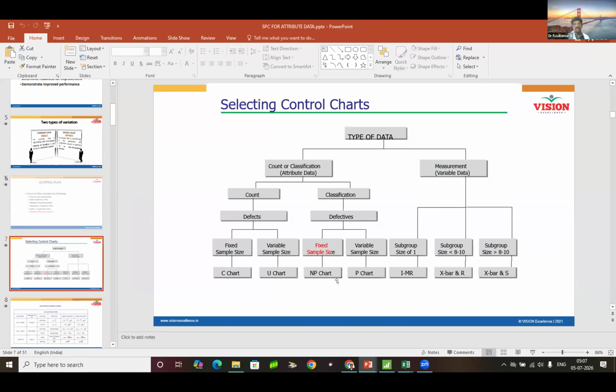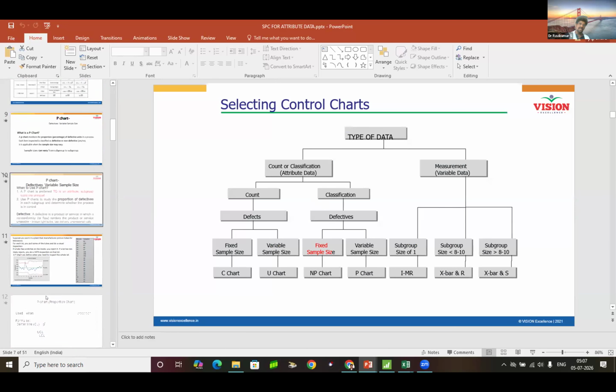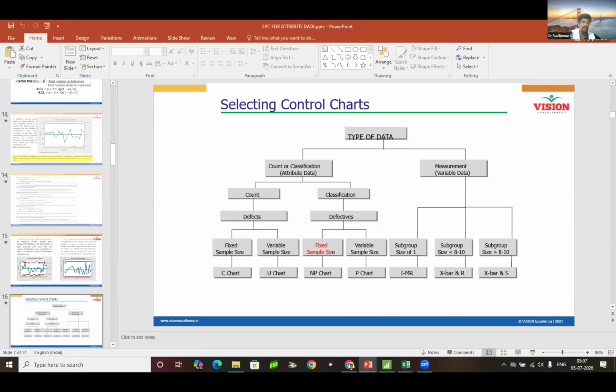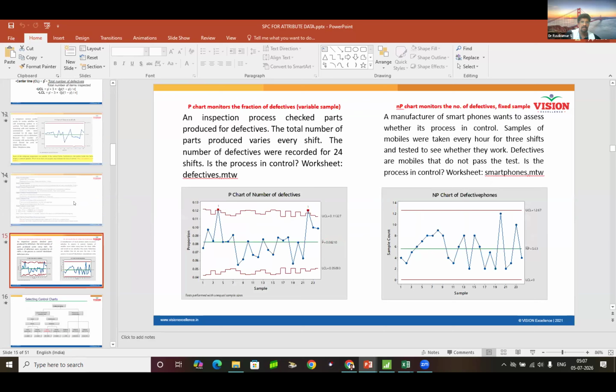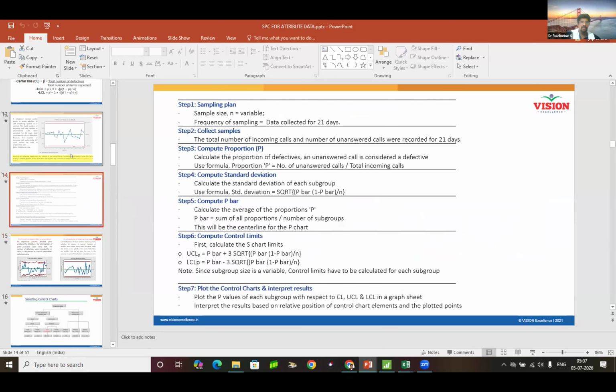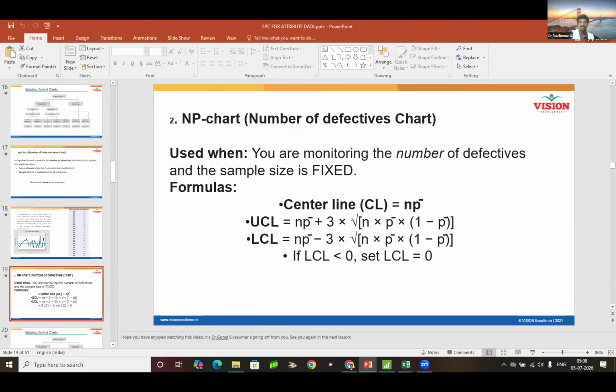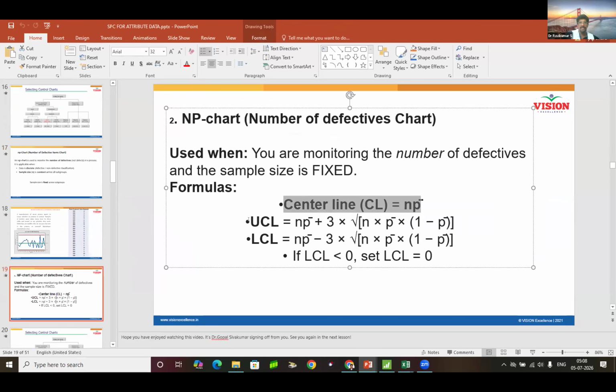This NP chart is going to deal with the defectives, the rejections, when the samples are the same, fixed. So here is the NP chart. For the NP chart also you have a formula for calculating the center line and the upper and lower control limits. People do it manually, but we are going to work it out using Minitab data.